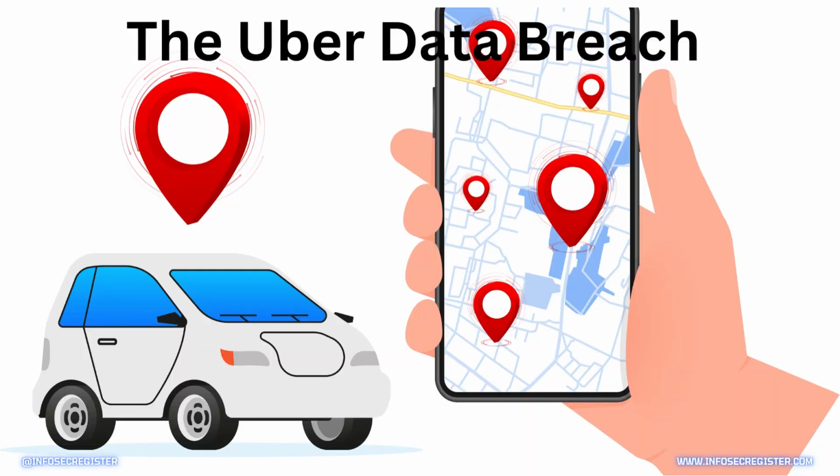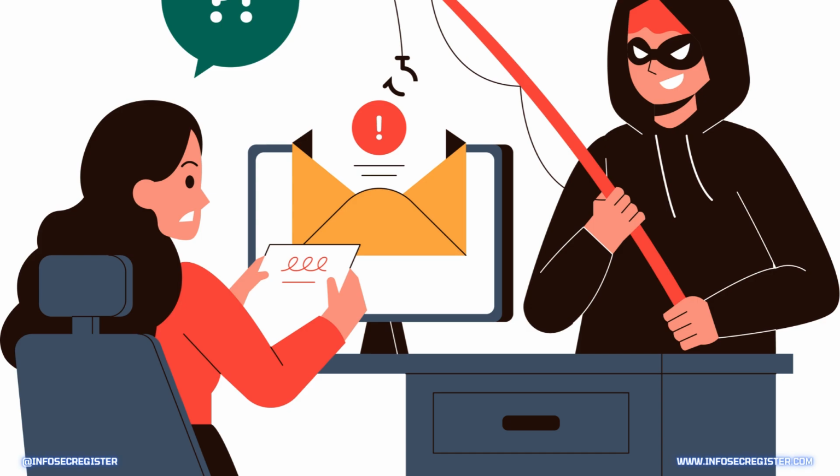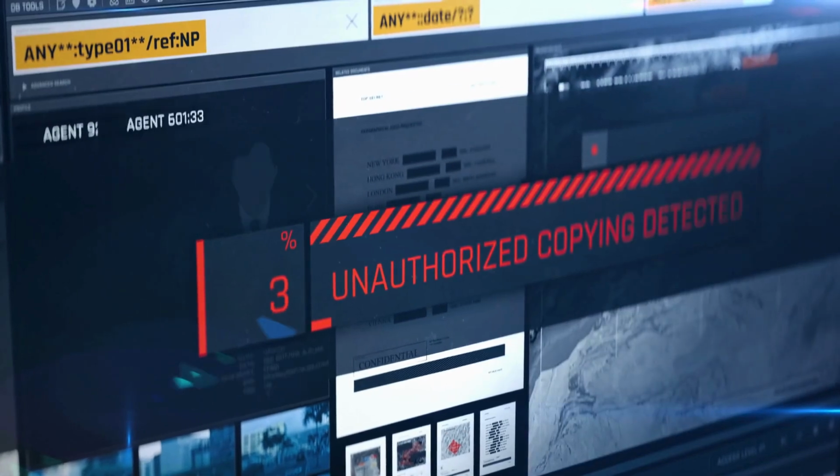Example 3. The Uber data breach. In 2022, Uber experienced a data breach that exposed the personal information of 57 million riders and drivers worldwide. The breach was caused by a phishing attack targeting an Uber contractor who had access to the company's systems. The attacker used a phishing email to trick the contractor into clicking on a malicious link, which allowed them to gain unauthorized access to Uber's databases.